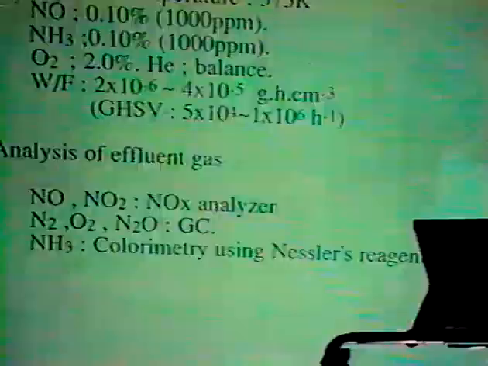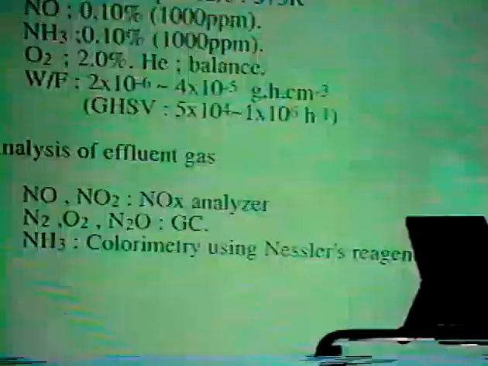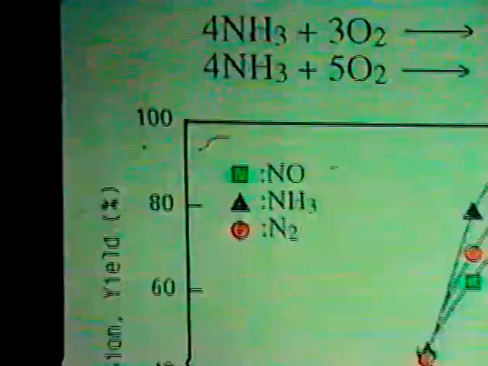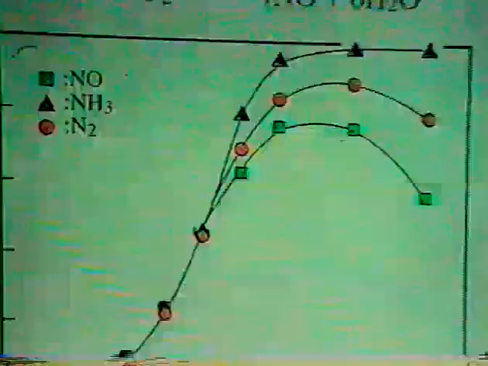The effluent gas was analyzed by NOx analyzer with a chemiluminescent detector for NO and NO2, and by gas chromatographs with a molecular sieve 5A column for N2 and O2, and a Porapak column for N2O, and by colorimetry using Nessler's reagent for ammonia.